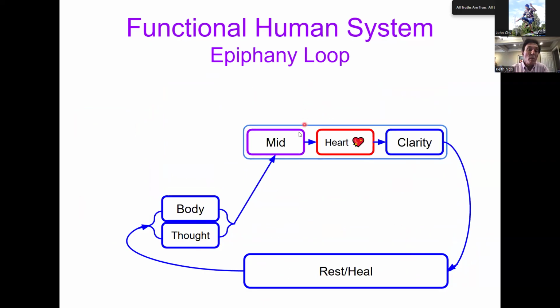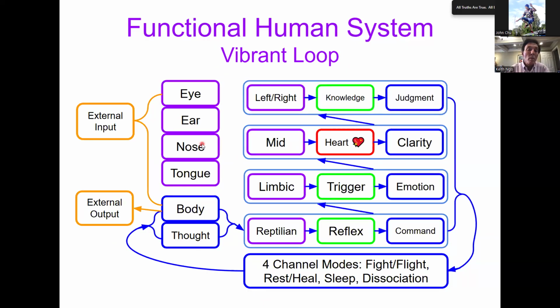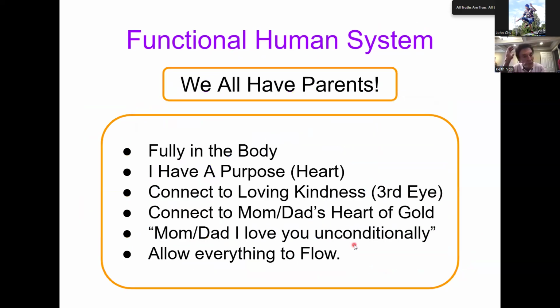So the epiphany loop is very simple. It's just to activate our midbrain, and I'll explain this a little bit further down. Most people have gone through this suffering loop quite a bit, and once they experience this epiphany loop, they can engage in life in this vibrant loop, which uses all four brains. So how do we activate the midbrain, the vision?